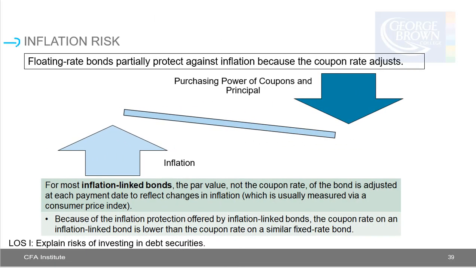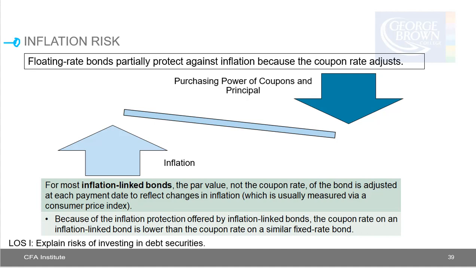So we're moving on now to inflation risk, okay? Nearly all debt securities expose investors to inflation risk because the promised interest payments and final principal payment from most debt securities are nominal amounts that do not change with inflation. Unfortunately, as inflation makes goods and services more expensive over time, the purchasing power of the coupon payments and the final principal payment declines.